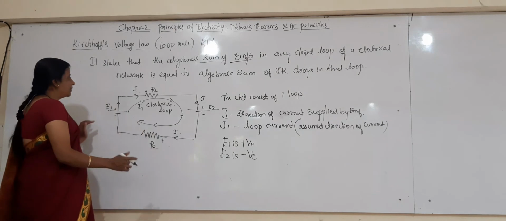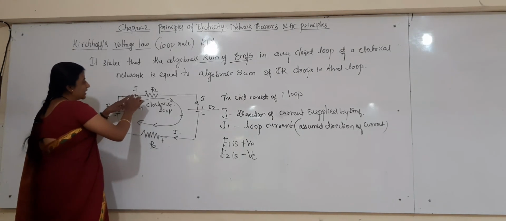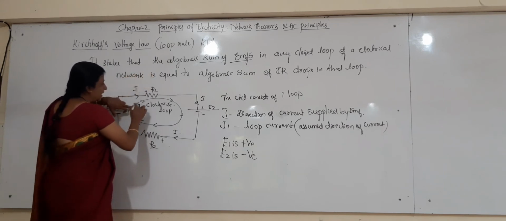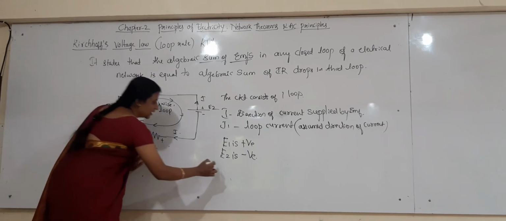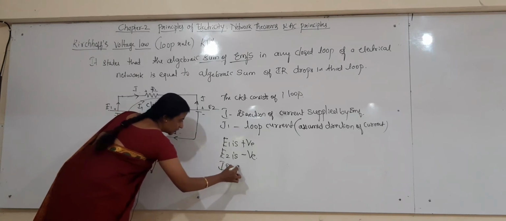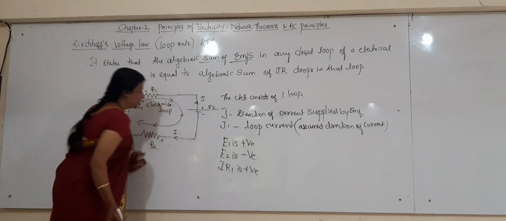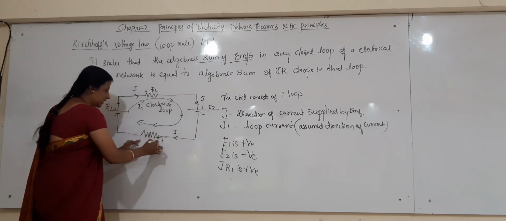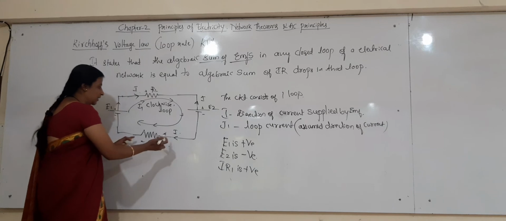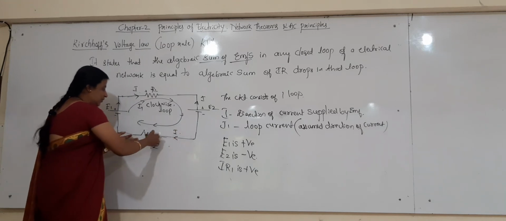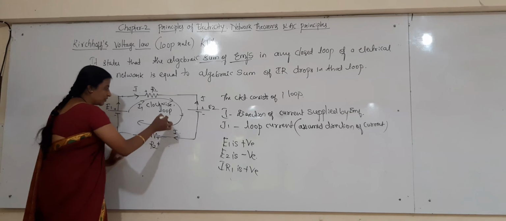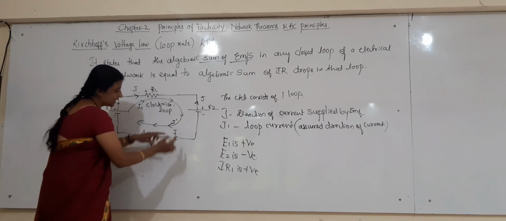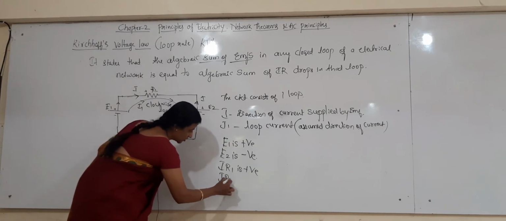Next, the IR drop. The IR drop is the current flowing through the resistor, and the current and loop current are both in the same direction, therefore IR1 is positive. Similarly, the same direction of current flows here, from positive to negative, where the voltage drops. This current and the loop current, I and I1, are both in the same direction. Therefore, IR2 is also positive.